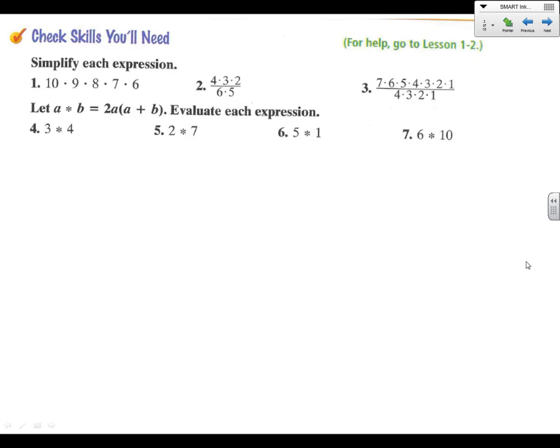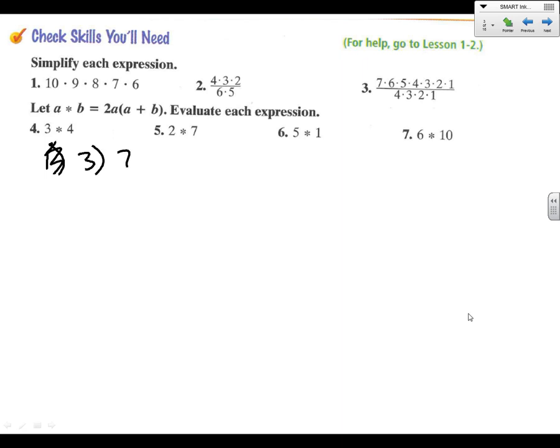So, let's get started with our skills check. I'll do 1 and 4, you do the rest. Here we go. Number 1, what's 10 times 9 times 8 times 7 times 6? That's going to be 9720. Let's get the calculator. That's a lot of work. Actually, you know what? I'm going to come back here. I'm going to let you do 1 and 2. I'm going to show you 3 because that's the technique that we want to learn here.